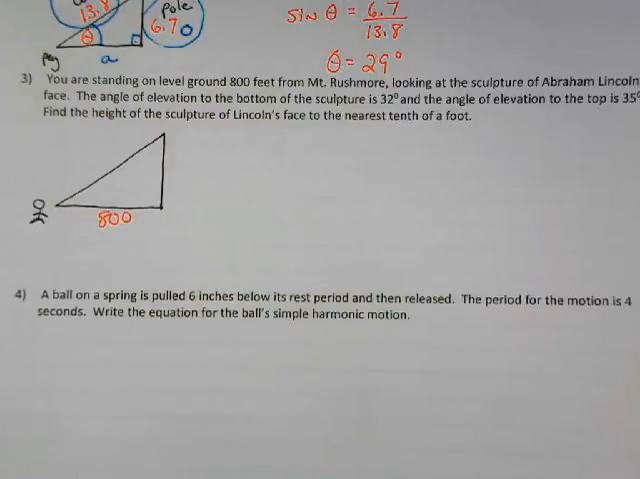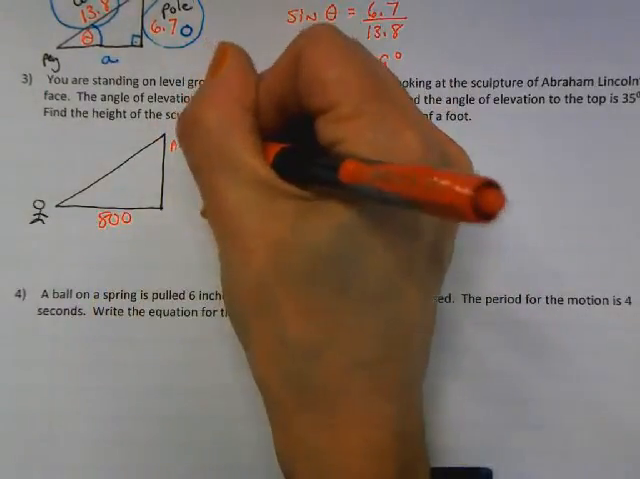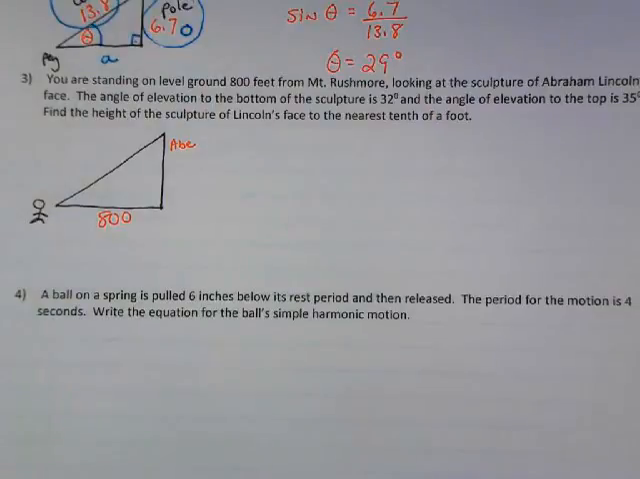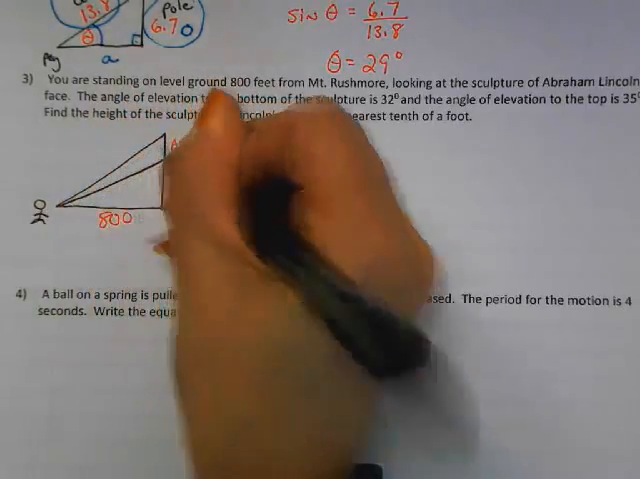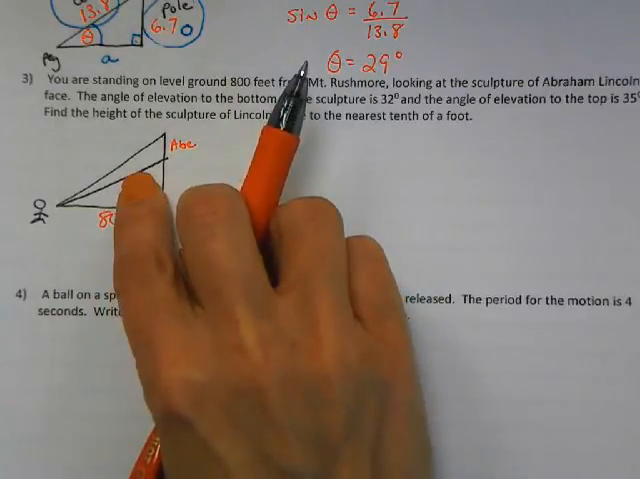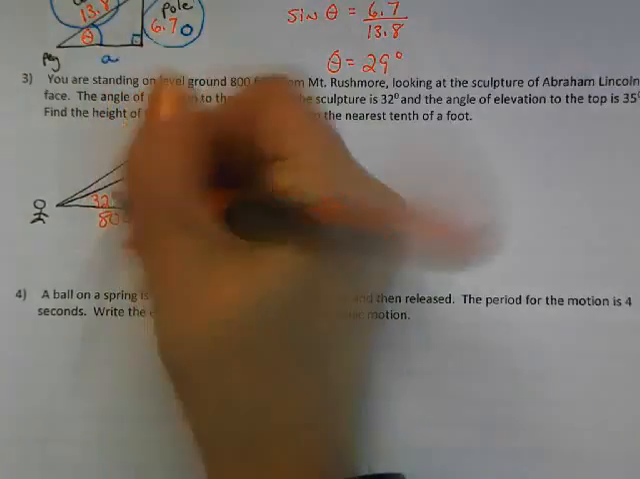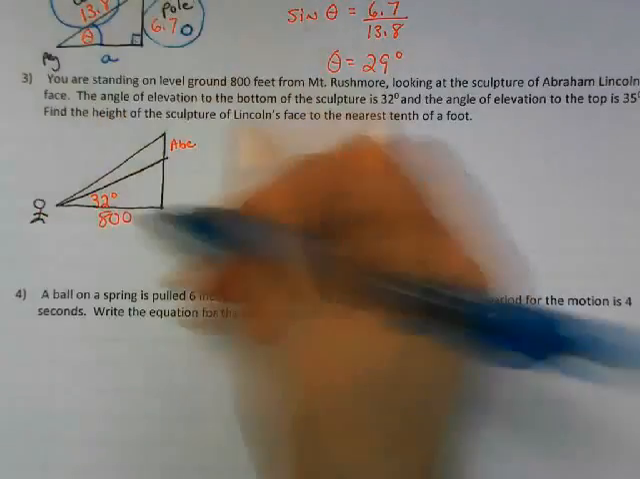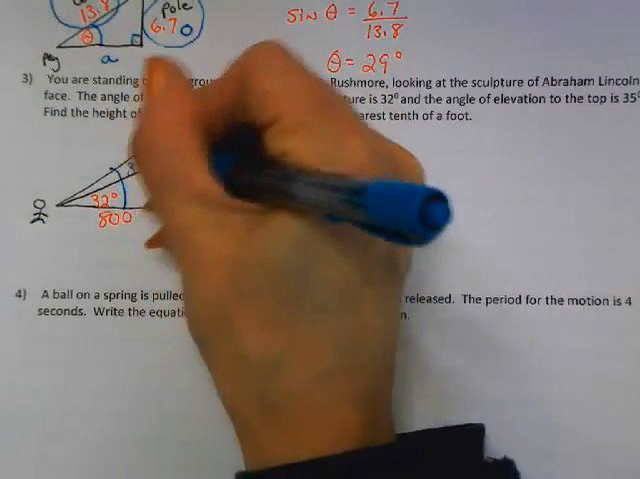The angle of elevation from the bottom of the sculpture is 32 degrees, and to the top of the sculpture. So old Abe is up here somewhere. There's old Abe. So what you're going to do is find out that from the ground to the bottom of his chin, or face, is 32 degrees. And from the ground to the top of his face is 35 degrees.